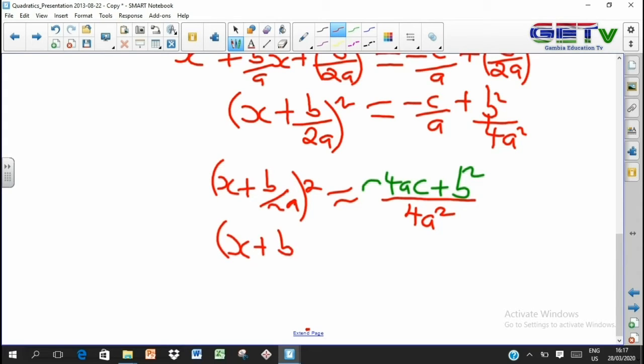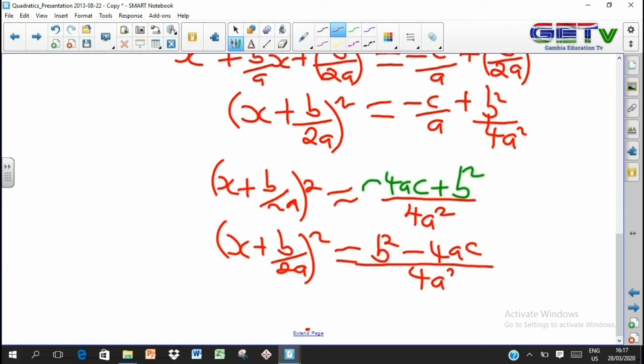So this is going to give x plus b over 2a all squared equals to, if you see what is written on top as the numerator is negative 4ac plus b square, I am going to switch the order of the two terms, and that could mean the same as b square minus 4ac all over 4a square. These two could mean the same. The only thing I did is I switched the order of the terms in the numerator.